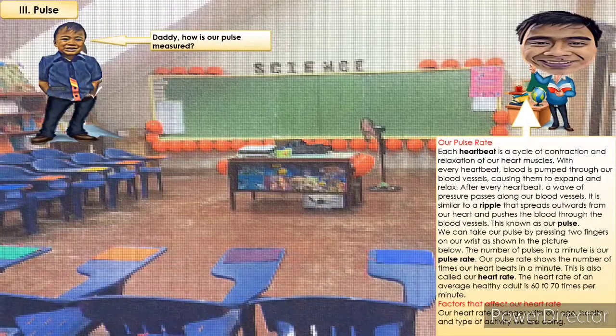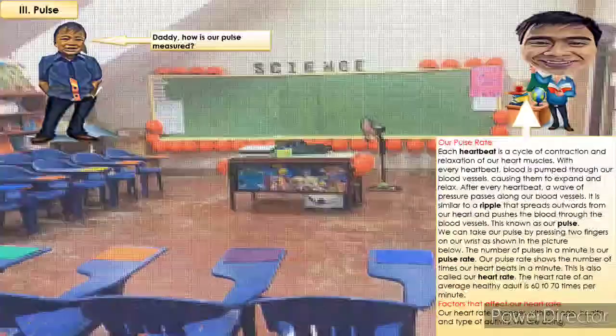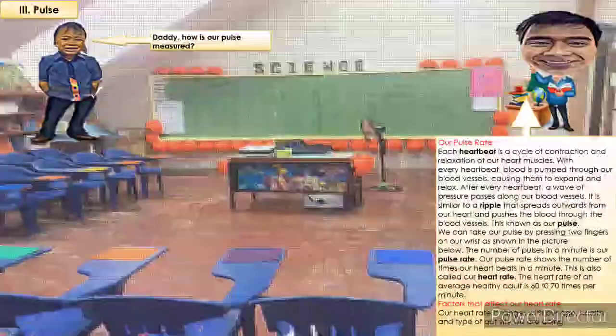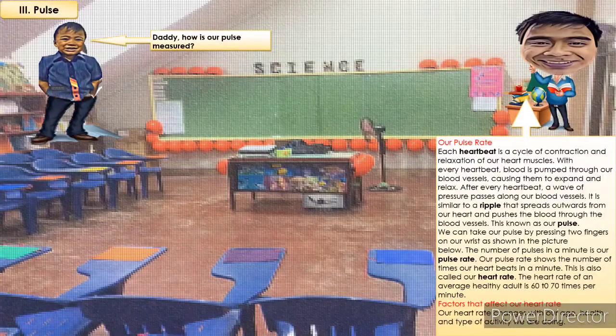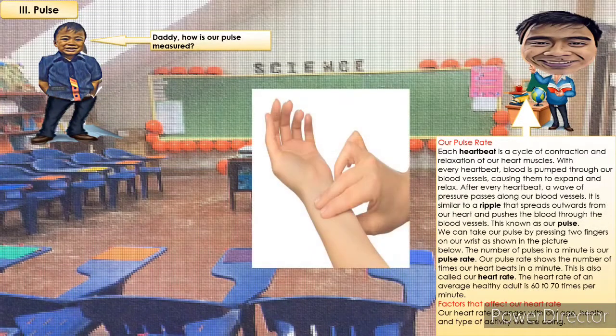Each heartbeat is a cycle of contraction and relaxation of our heart muscles. With every heartbeat, blood is pumped through our blood vessels, causing them to expand and relax. After every heartbeat, a wave of pressure passes along our blood vessels. It is similar to a ripple that spreads outwards from our heart and pushes the blood through the blood vessels. This is known as our pulse.